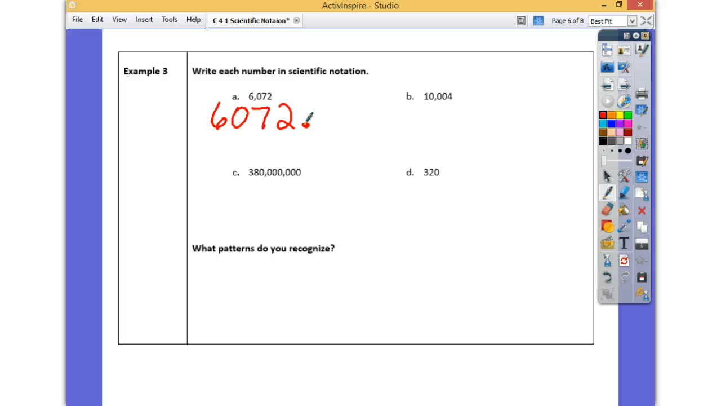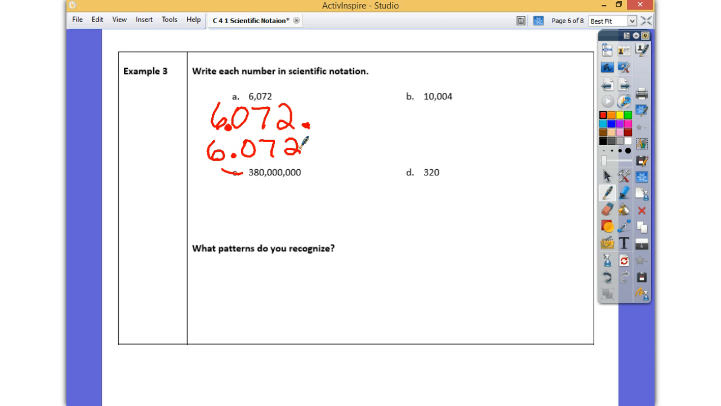Izzy, where would you want me to put it? Magically put it where? Where should I move that decimal to make a number that's greater than 1, less than 10? Okay, and whereabouts? Here? Between the what and the what? That's 6 and a 0. You got it. Right there is where she wants it. So that makes 6.072. Is that number between 1 and 10? Yep. So far we're right.